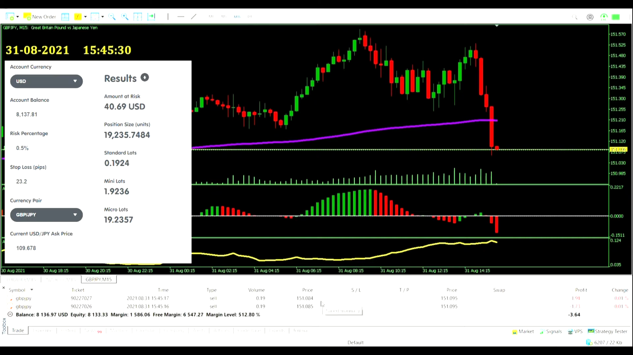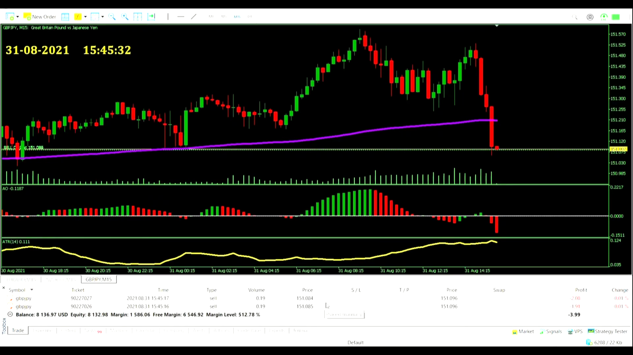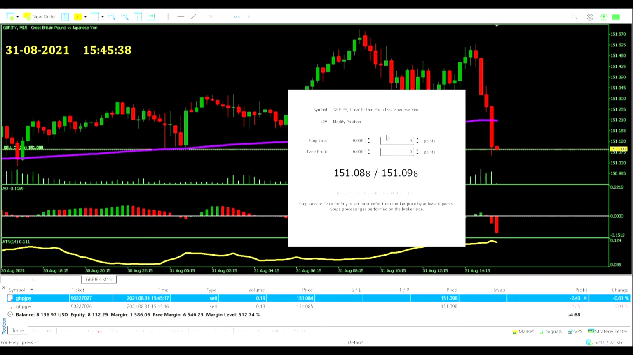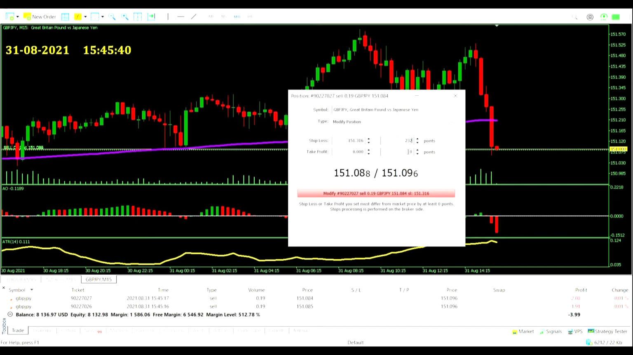And there we go, we're in. We missed them by a pipette again. We try to be quick with it, but still miss out. Let's have a look. Our stop loss then, 232 there and 116 there.